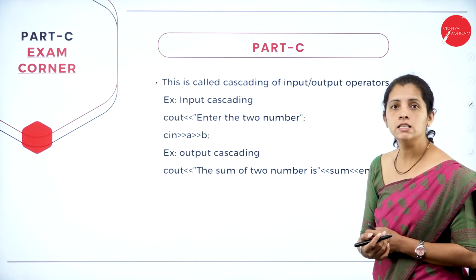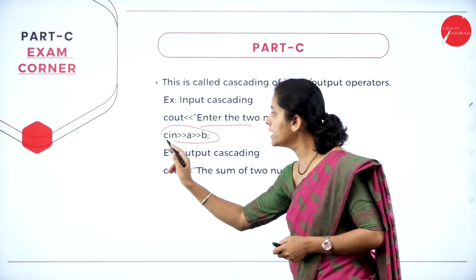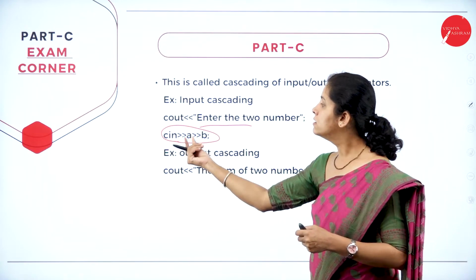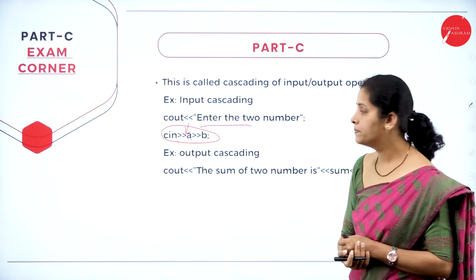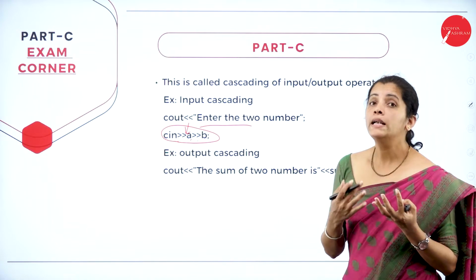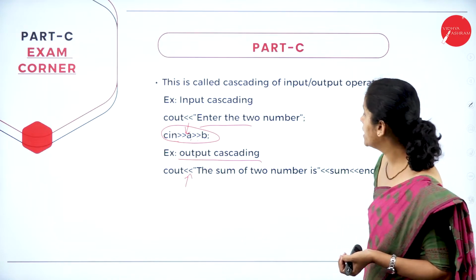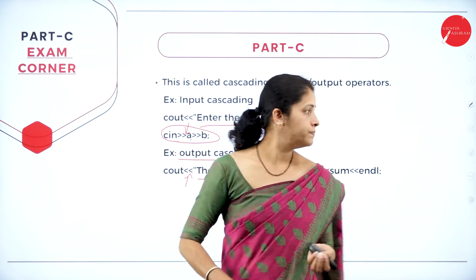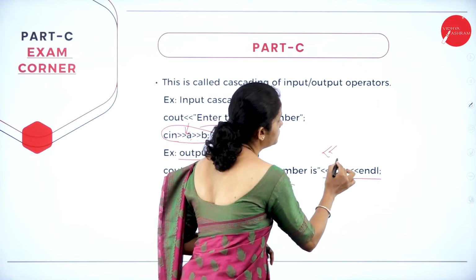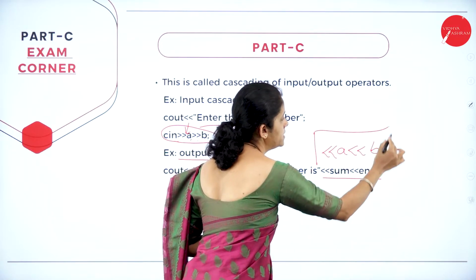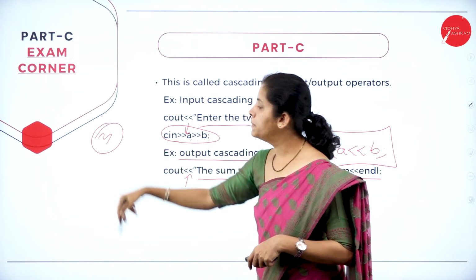Now, let me write a simple example here. That is, enter 2 numbers. Now see, this is the example for cascading input. So, cin, then use the extraction operator A, extraction operator B. Now, if I want to display multiple outputs together, then it is output cascading. Then here, which operator? Insertion operator. Display the message, and along with that display the output. So here sum as well as A. Even I can write A. This is also an example for cascading output. And if I write this much, then I'm going to get a complete 3 marks.